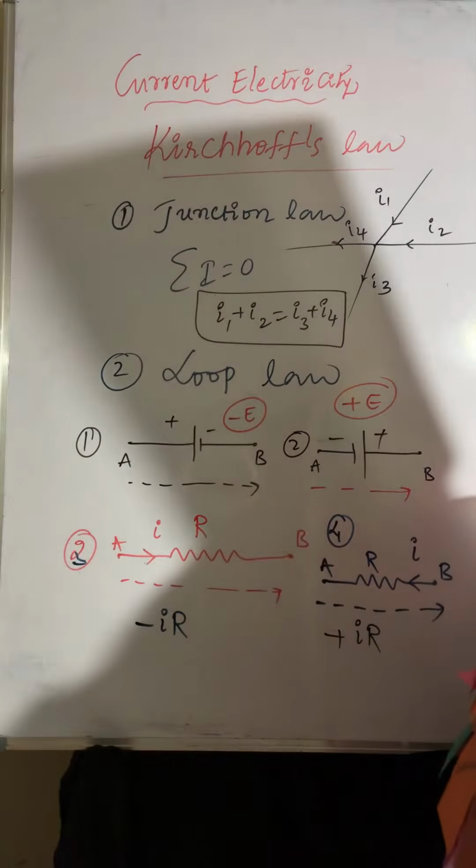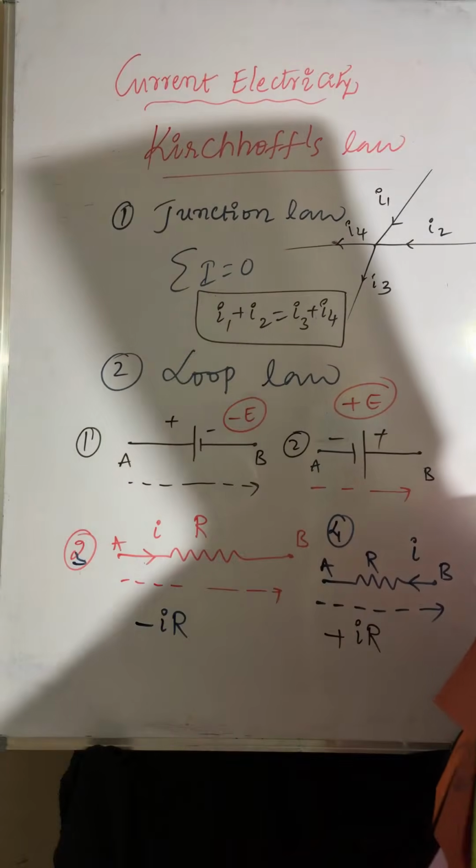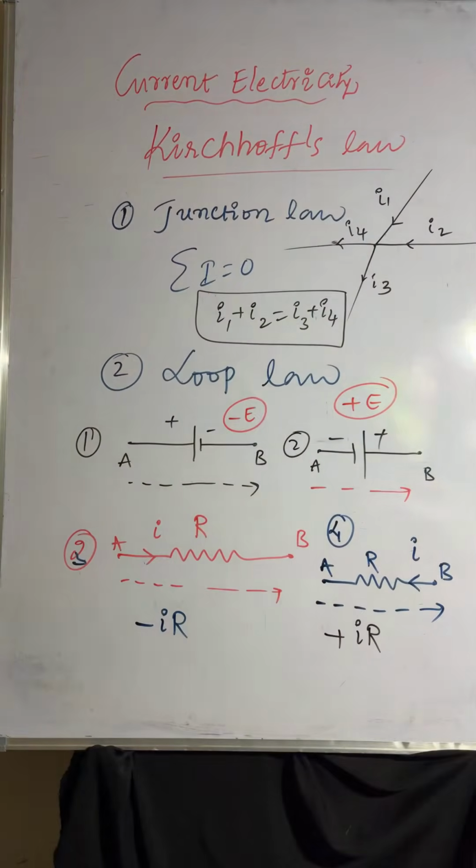Okay. So when you are doing the loop law, and under the junction law, the algebraic sum of all the currents meeting at a junction is equal to 0. Coming to the loop law, these are the points you have to follow. This is about the Kirchhoff laws.